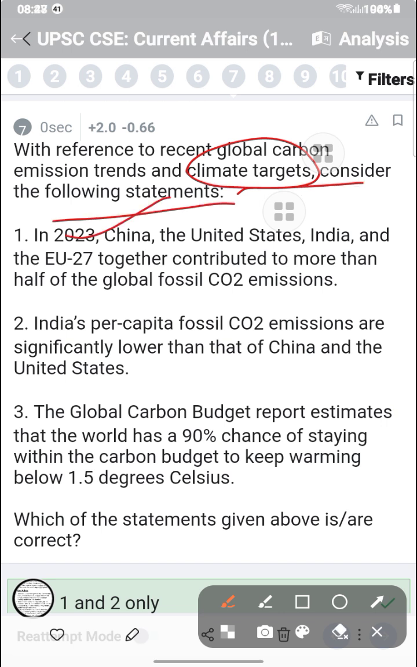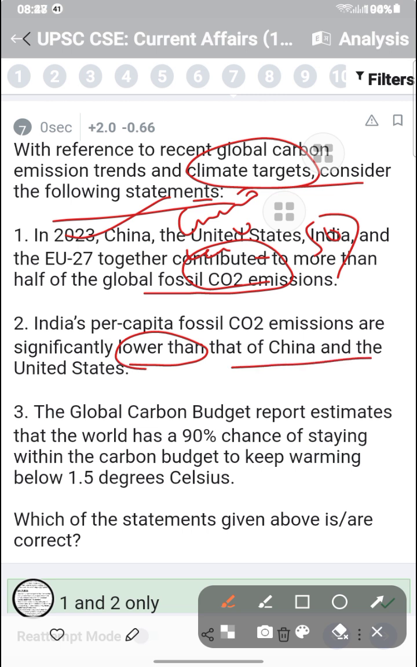In 2023, China, the United States, India, and the EU together contributed to more than half of the global fossil emissions. So it is saying that China and the EU are contributing more than half, like 50% or more, and India's per capita fossil emission is significantly lower than that of China and the United States. So to the global, this is also true.